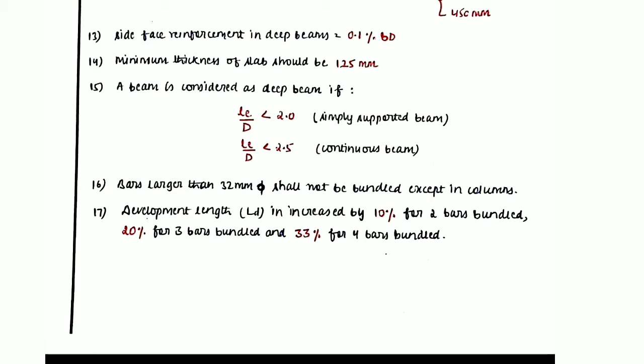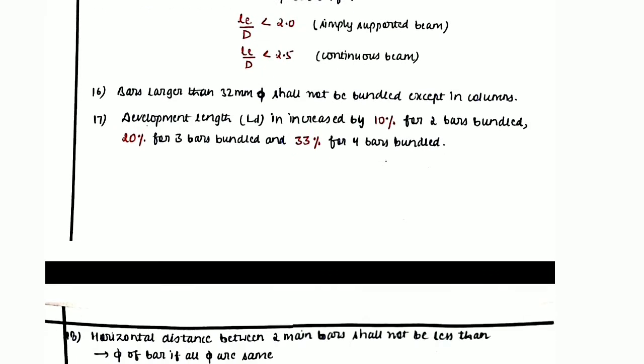The next is the development length LD is increased by 10% for 2 bars bundled, 20% for 3 bars bundled, and 33% for 4 bars bundled. Now if you bundle 2 bars, then the development length should be increased by 10%. It should be 1.1 times the LD. If you bundle 3 bars, then it should be increased by 20%, and if you bundle 4 bars, then it should be increased by 33%, and so on.